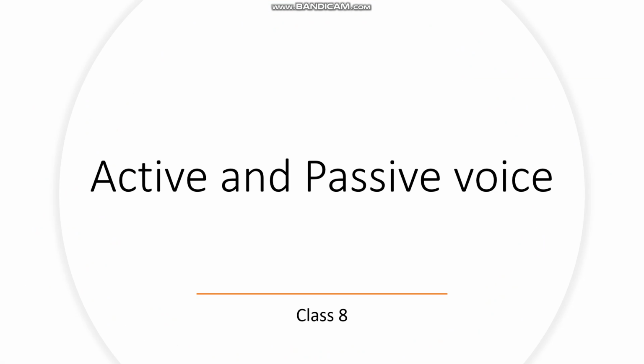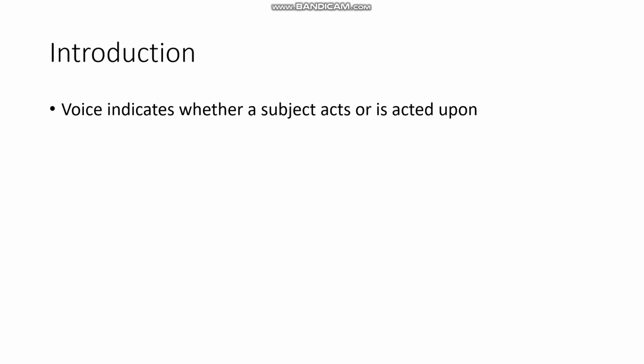We will be doing a new chapter from your English grammar book, and the chapter's name is Active and Passive Voice. Before we get into active and passive voices, I would want you to know what is voice. Voice indicates whether the subject acts or is acted upon. Is the subject doing the action or is the action upon an object, right?